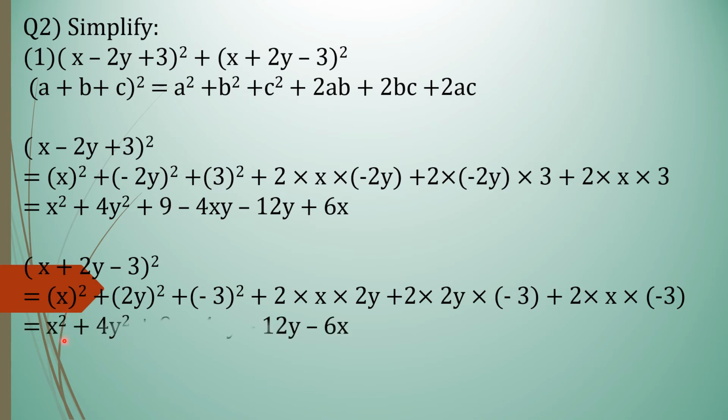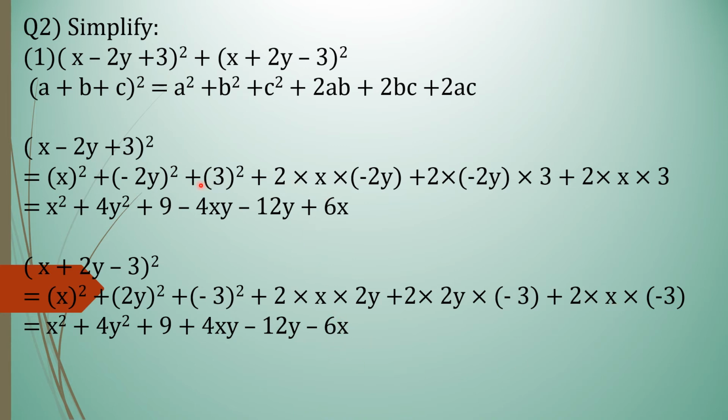So x the whole square will become x square, plus 2y the whole square will become 4y square, plus (-3) the whole square is 9, plus you'll multiply 2 into x into 2y. So 2 twos are 4, x into y, xy, so we'll write down plus 4xy. Now let's multiply 2 into 2y into -3. So 2 twos are 4, 4 into -3 is -12, and into y, so -12y. Then the last term, 2 into x into -3: 2 into -3 is -6, into x, it will become -6x.